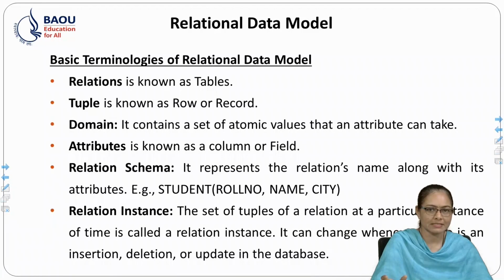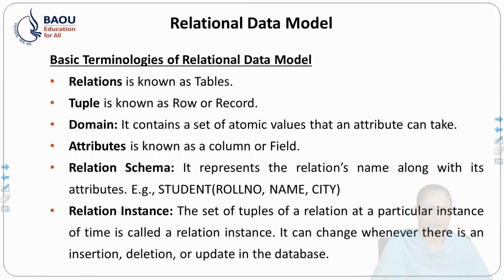What is a relation instance? What is an instance? Instance means the particular time at which a particular operation is performed. So the set of tuples of the relation at a particular instance of time is called the relation instance. It can change whenever there is any operation, insertion, deletion, or updation operation in a database. So a particular moment is called the instance.